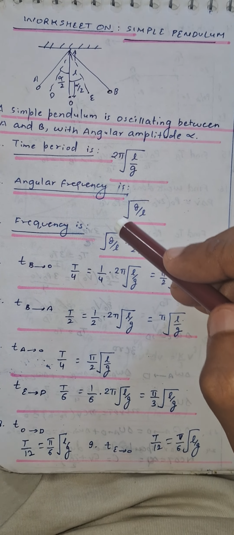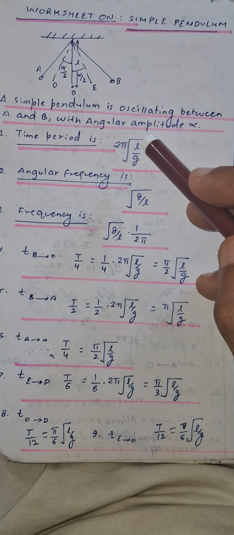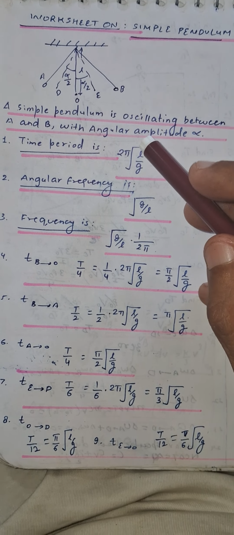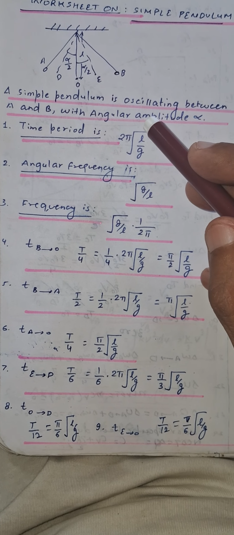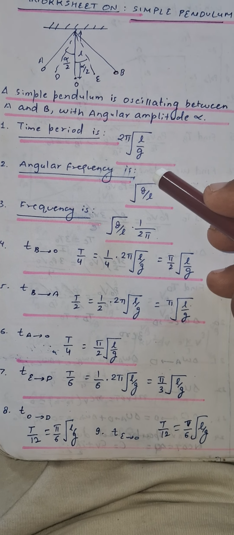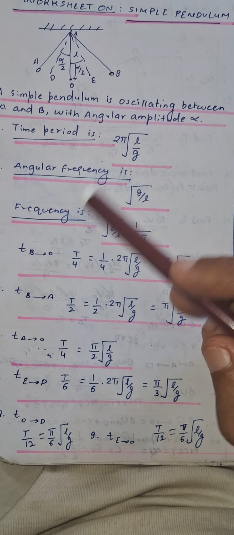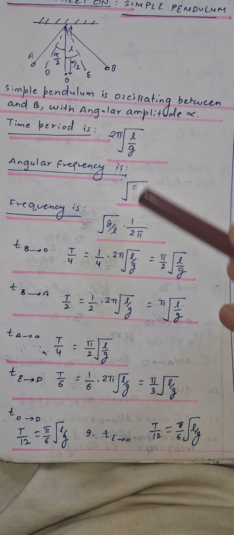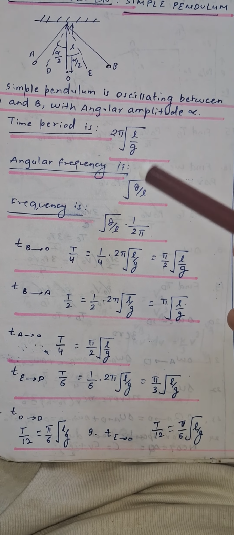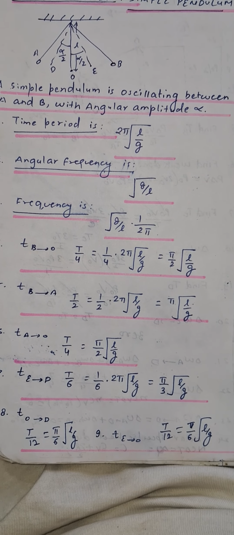Then is the angular frequency. So angular frequency is 2 pi by T. Time is 2 pi by omega, so omega is 2 pi by T. So using this we get root G by L. Then the frequency is omega by 2 pi. Omega here is root G by L, divided by 2 pi, so that will give us the frequency.